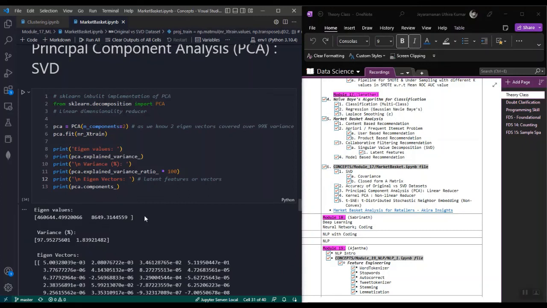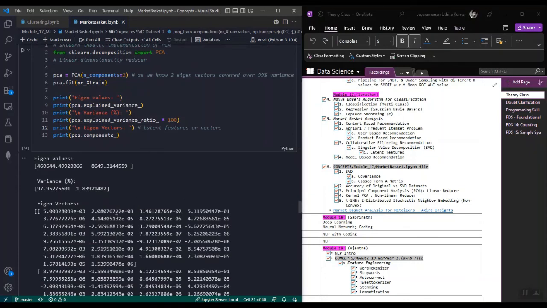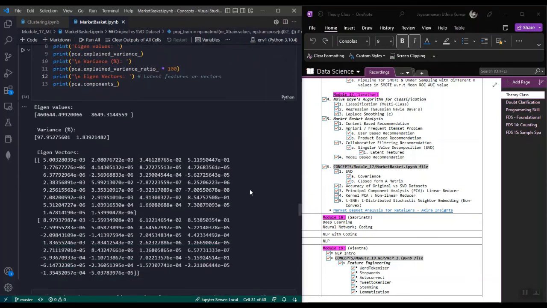In the previous case, we got 30 eigenvalues, right? And the top 2 were selected. So these are the top 2 selected eigenvalues. And the variance, as we know from the previous case, of the top 2 features is 97 and 1.8. It is the same. And these are the eigenvectors for all those latent features of the dataset, so for 30 features, these are the 30 values.